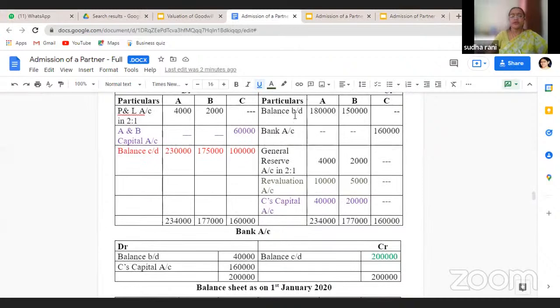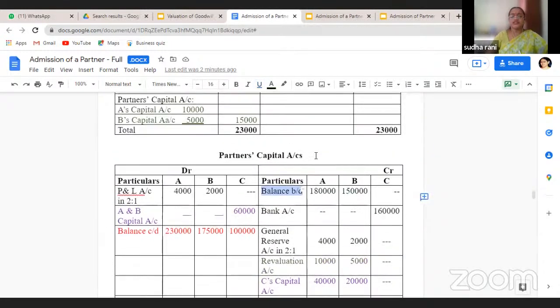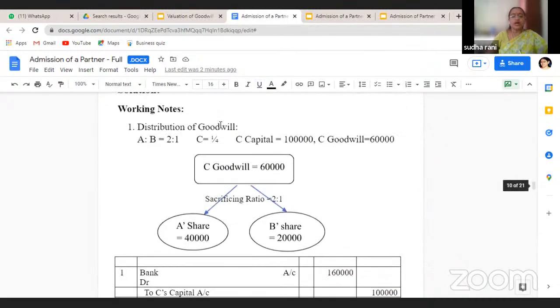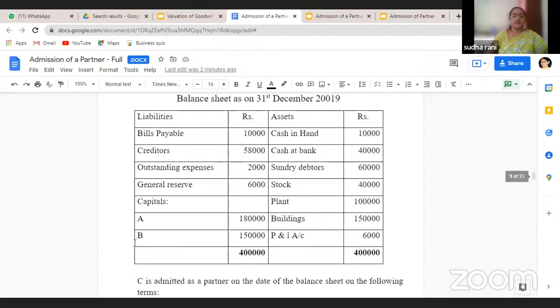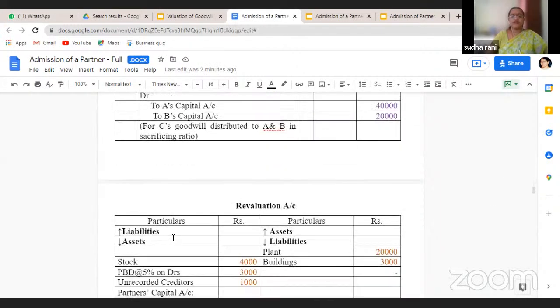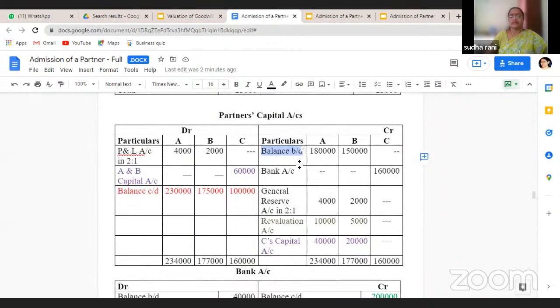A, B, C. First, the balance brought on from the question balance sheet, you will take in the opposite direction. In the question, the balance sheet was given on the left hand side. So when it comes to the capital account of the partner, it is on the right hand side. A, B, balance brought on, which is already existing. So you should write balance brought on 1,80,000, 1,50,000. Bank for C. C came newly into the business. So for C, we should write bank account.